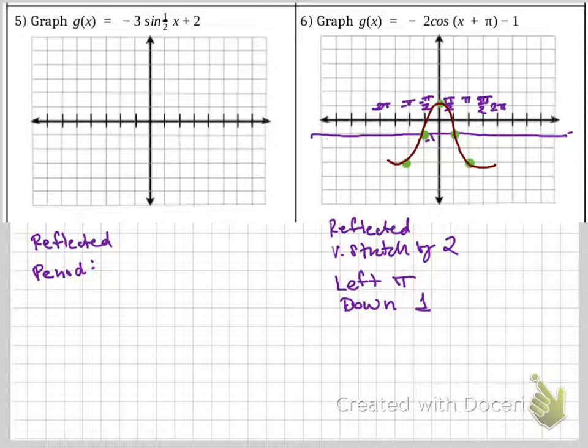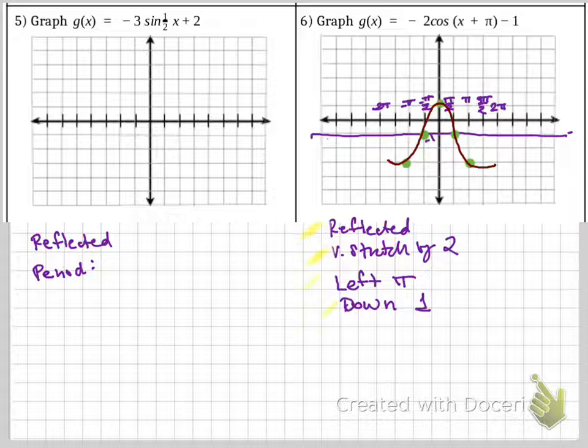Did I do everything I was supposed to? So yes, it's reflected. It's upside down. Is it a vertical stretch by 2? Yes. So it starts at the midline and it goes down 2 and up 2. Did I go left pi? Yes, it went left pi. And then did I shift down 1? Yes, my whole midline is shifted down 1. So I know for sure that I did every single translation I was supposed to.